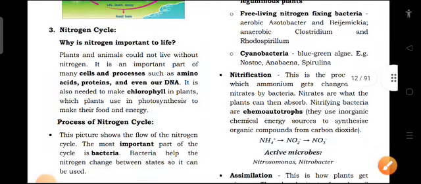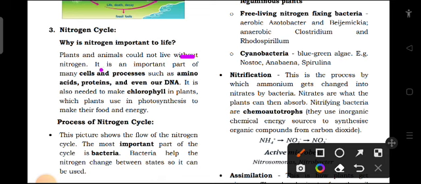So plants, just like they need carbon dioxide for respiration, also need nitrogen for their growth. For example, nitrogen can be in many forms like amino acids, protein, and even DNA. And even to make chlorophyll, they need nitrogen.